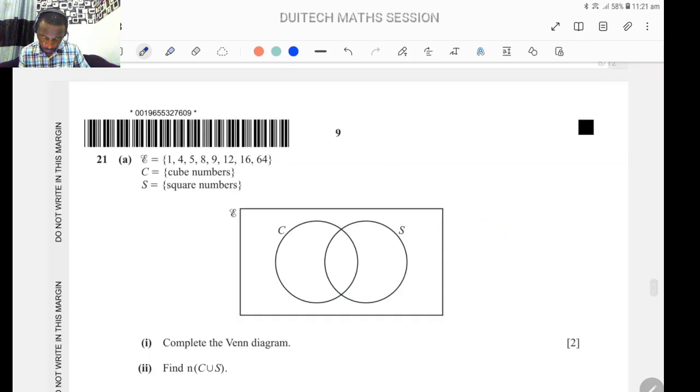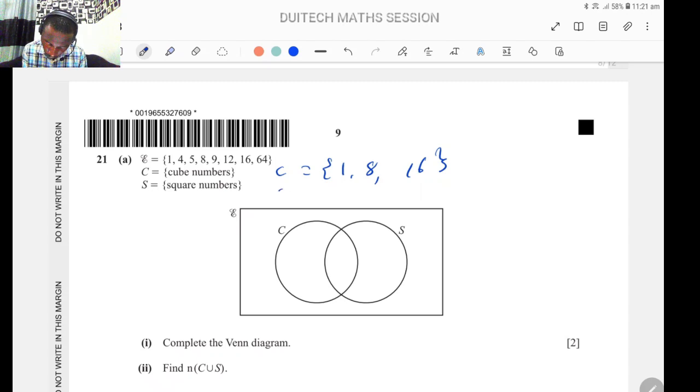So the next question is this particular one, and they said to complete the Venn diagram. They say C is cube numbers. What are those cube numbers? We have 1, because 1 times 1 times 1 gives us 1. We have 8, because 2 times 2 times 2 gives us 8. And we also have 64, because 4 times 4 times 4 gives us 64.